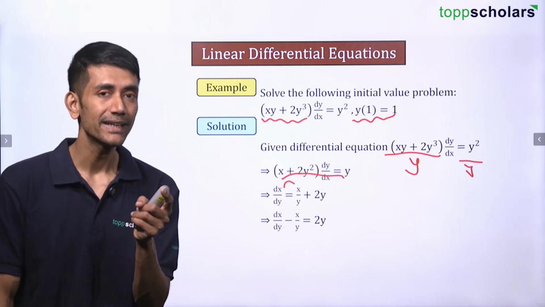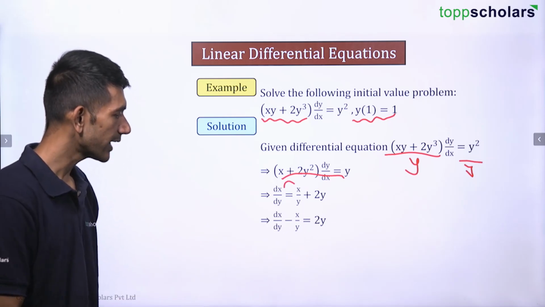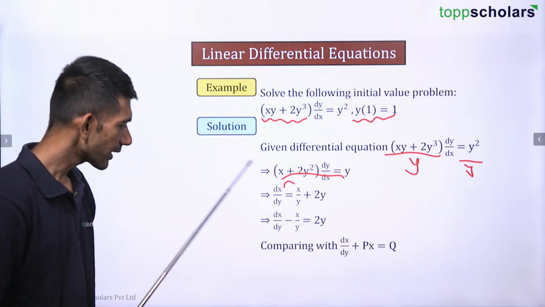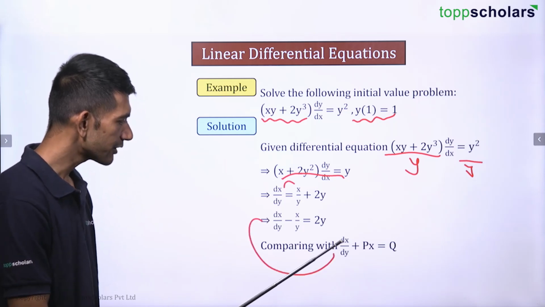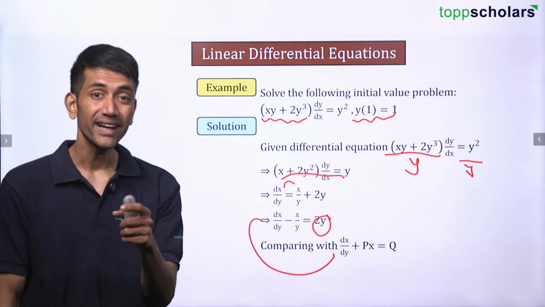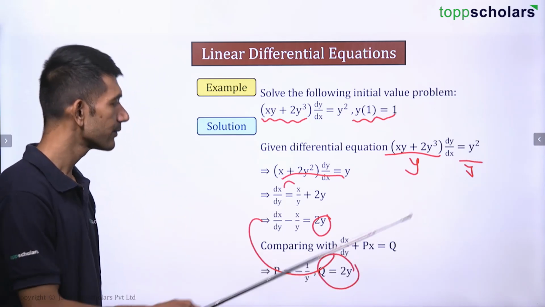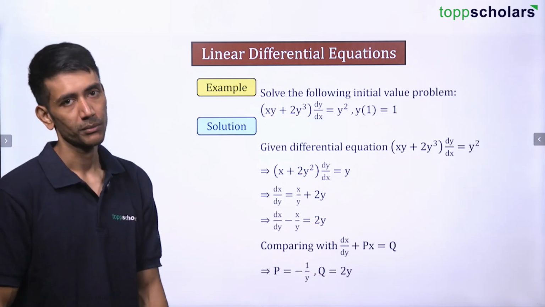I don't have dy/dx, right? So once I have dx/dy, I know what I need to see. I need to see Q here. So if I compare this with dx/dy + Px = Q, what is Q? Q is 2y in terms of y, isn't it? See, Q is 2y. And what is P? P is minus 1/y.